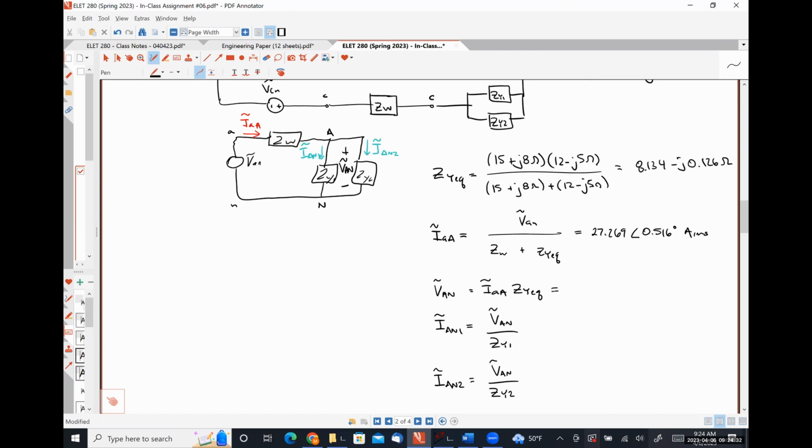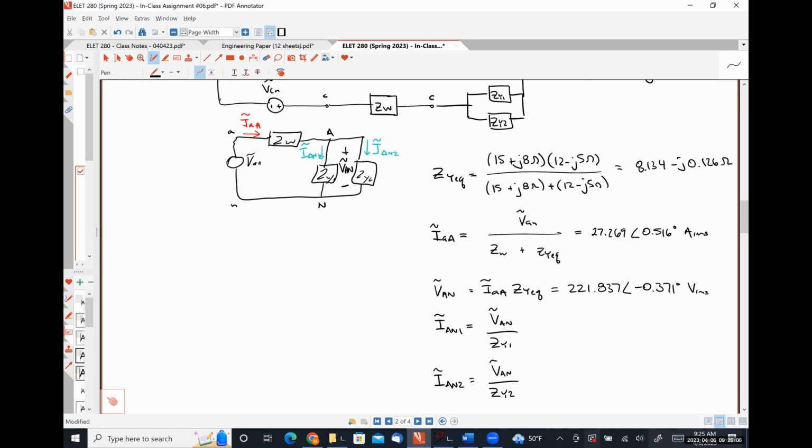My voltage VAN is simply that current times the equivalent impedance, which I have stored in my calculator as X, which I get to be 221.837 angle negative 0.371 degrees volts RMS. I'm going to store that in my calculator as Y.